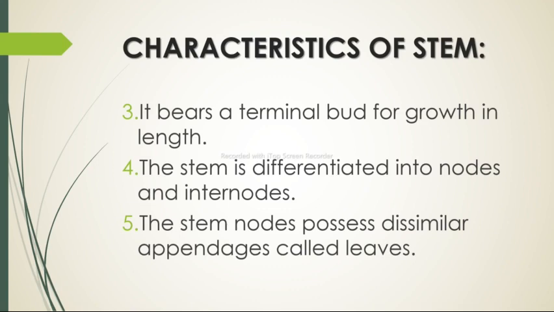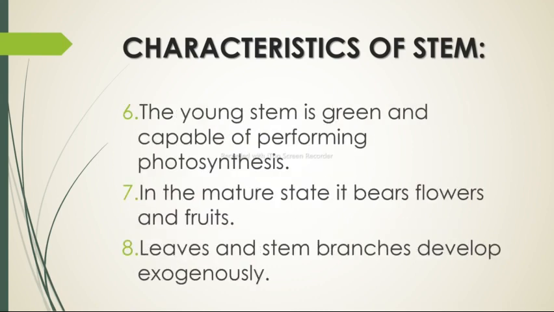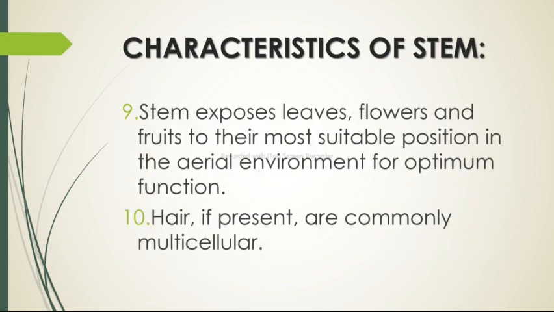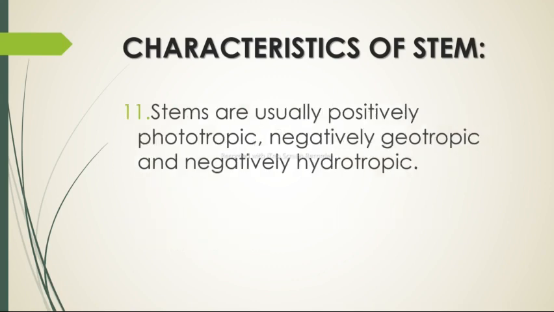Fifth, the stem nodes possess dissimilar appendages which are called leaves. Sixth, the young stem is green and capable of performing photosynthesis. Seventh, in the mature state, it bears flowers and fruits. Eighth, leaves and stem branches develop exogenously. Ninth, stem exposes leaves, flowers and fruits to their most suitable position in the aerial environment for optimum function. Tenth, hairs, if present, are commonly multicellular. Eleventh, stems are usually positively phototropic, negatively geotropic, and negatively hydrotropic.